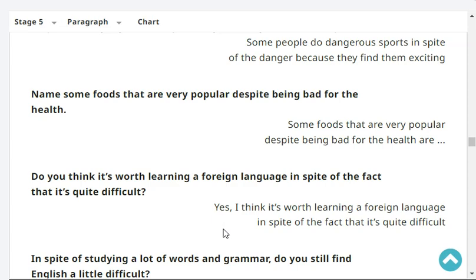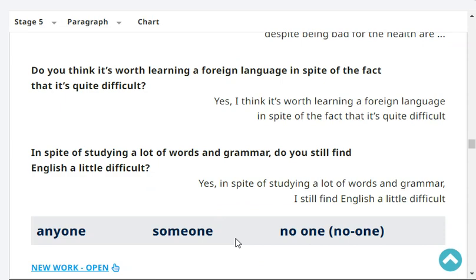Name some foods that are very popular despite being bad for the health. Some foods that are very popular despite being bad for the health are hamburgers, pizza, tonkatsu, etc. Very good.